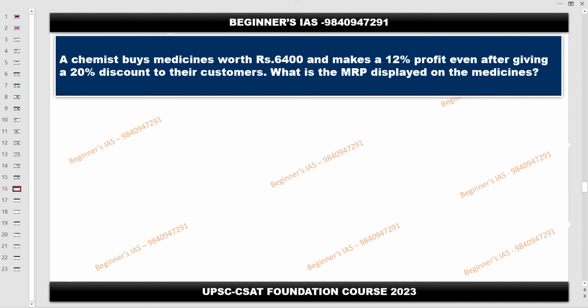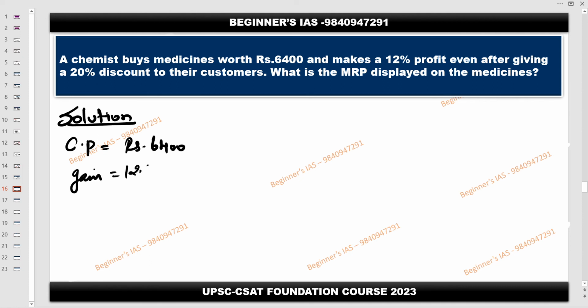A chemist buys, so whatever he is investing, that is going to be the cost price. First of all, take the data. The cost price is this one. Then it makes 12% profit even after giving 20% discount to their customer. What is the MRP displayed on the medicine? That is the question here. So what is the gain? Gain is 12%.